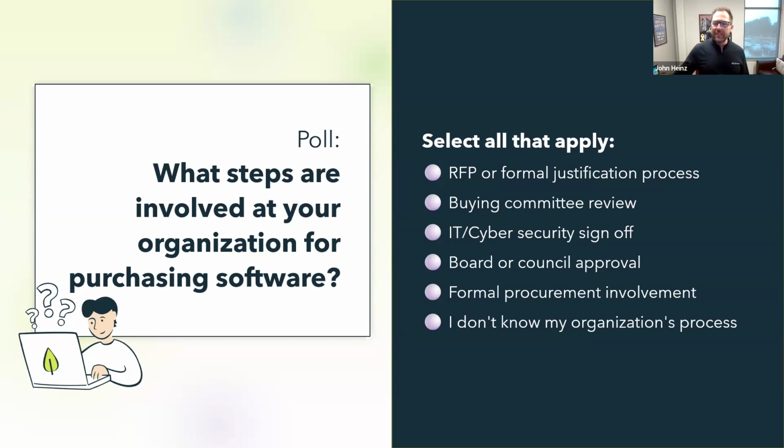So we're getting some results in. The top result so far is a formal justification or RFP process. I am not surprised by that. We work with a lot of public organizations, and even if you're not public, many private organizations still have formal processes and justifications where you need to get multiple bids and do some due diligence in order to justify the expenditure on higher priced items.